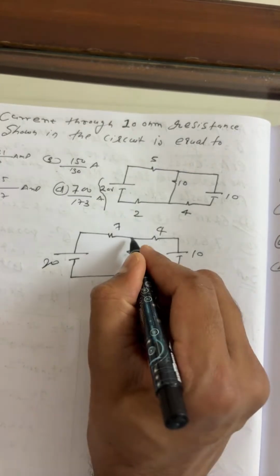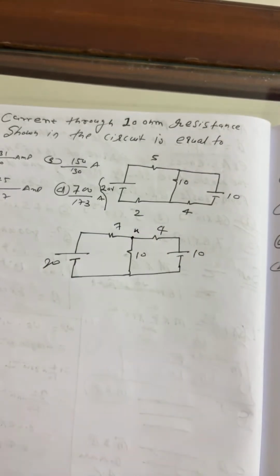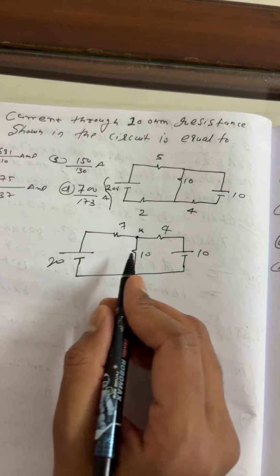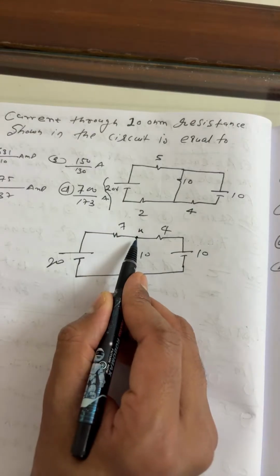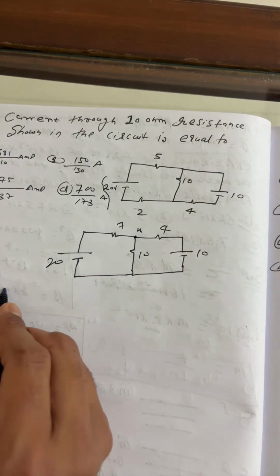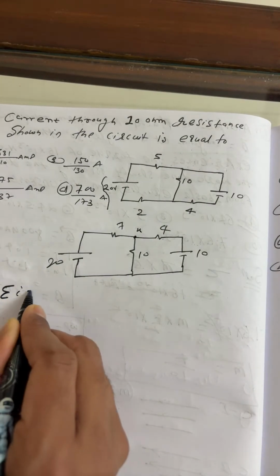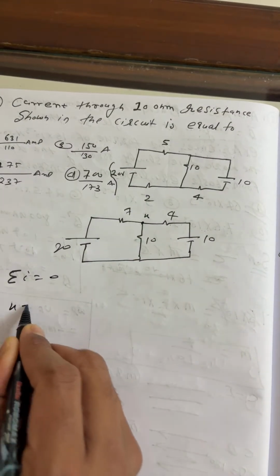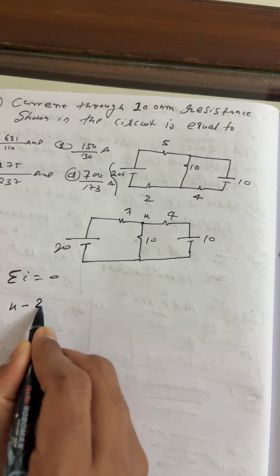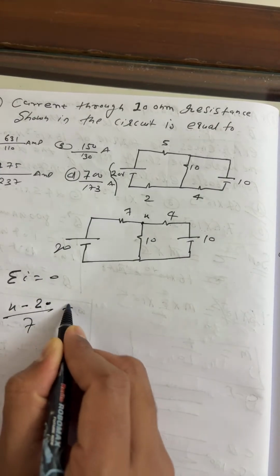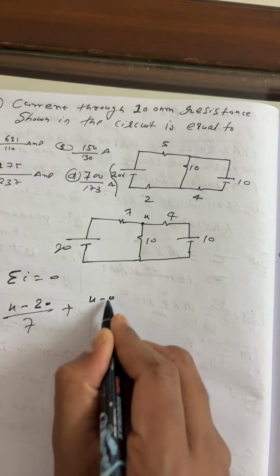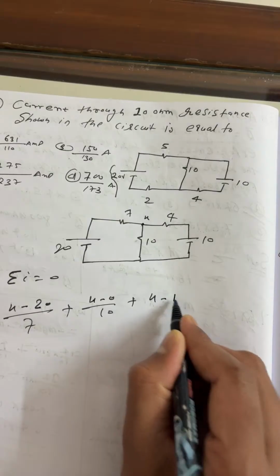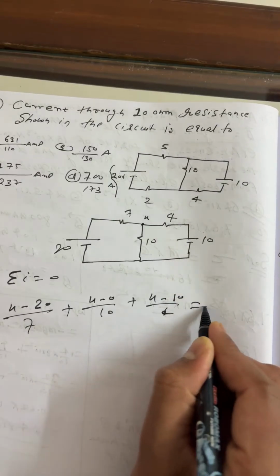This is 20. Student, you can apply the junction law. It's very simple, simply apply the junction law. So what's the junction law? I hope all of you remember. This is a higher potential. So I'll apply the current junction law: summation of I is equal to 0. You can say this is x. Correct. x minus 20 upon 7 plus x minus 0 upon 10 plus x minus 10 upon 4 is equal to 0.